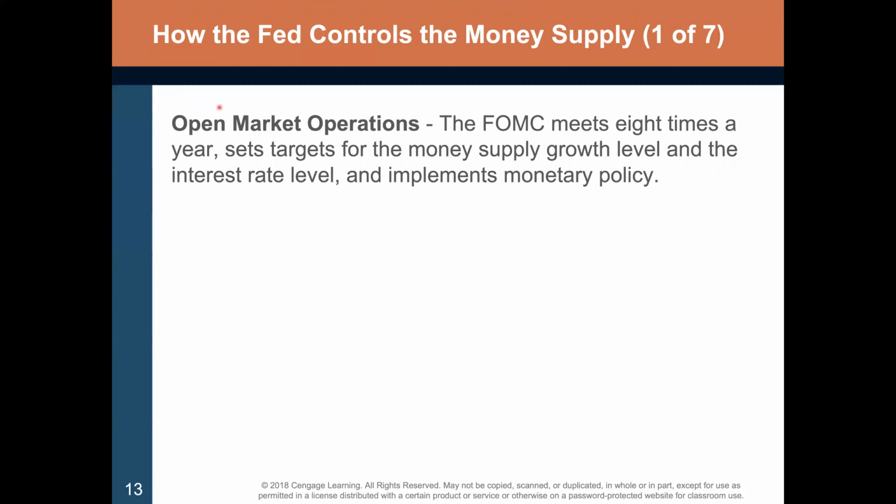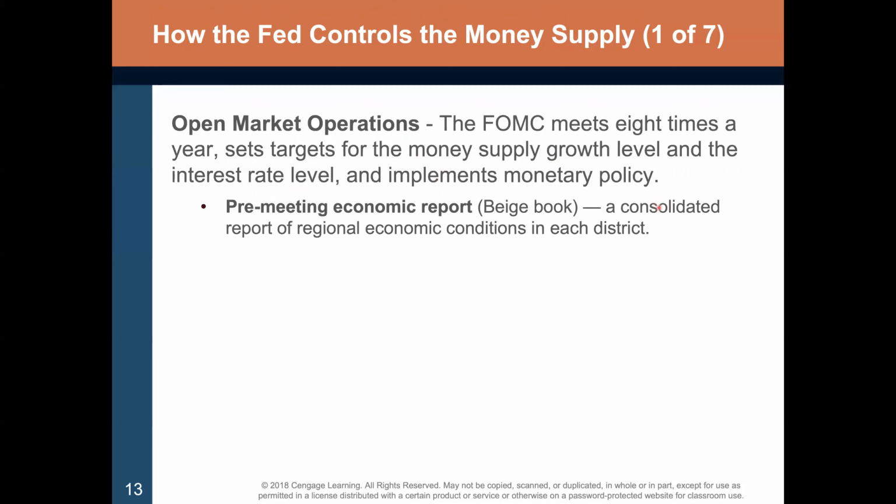Open market operations. So the FOMC meets 8 times a year and sets targets for the money supply growth level and the interest rate level and implements monetary policy. They make policy with an attempt to affect money supply and interest rate levels, and they also implement new monetary policy.